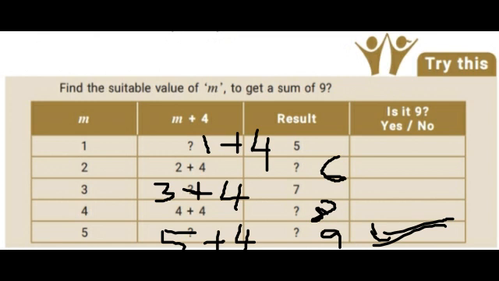Now the second one, m value is equal to 2. So 2 plus 4 is equal to 6. This is also not equal to 9. Then next value, m is equal to 3. So 3 plus 4 is equal to 7. Whether it is equal to 9? No, this is also not equal to 9. So likewise, you put m is equal to 4, my dears. Let me wait for you all. m is equal to 4, you can apply.